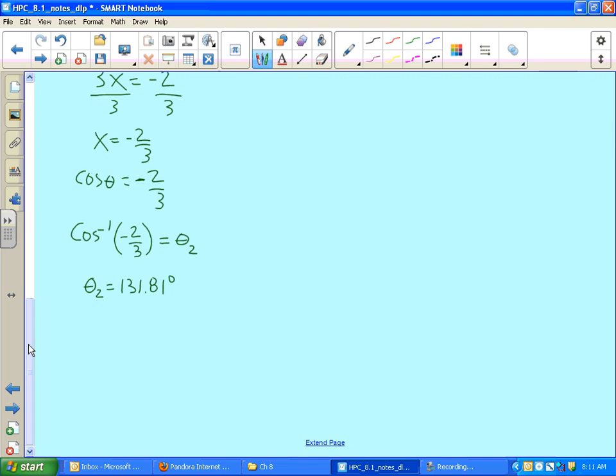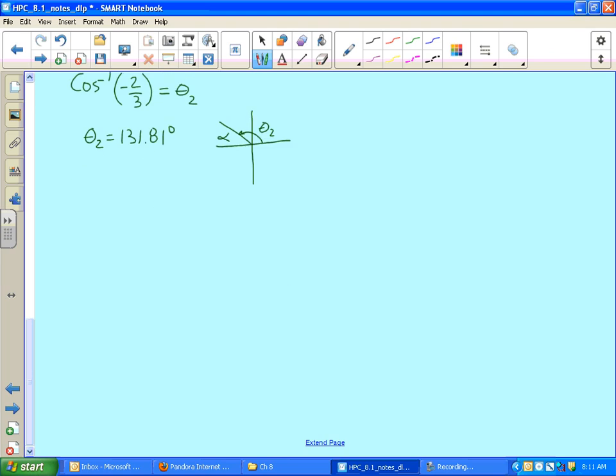And then thinking again where you are, over here, 131.81, what would be the reference angle alpha? It would be 180 minus that. So I can say that my alpha is going to be 180 minus 131.81 degrees, or what do we get? 48.19 degrees is your reference angle.